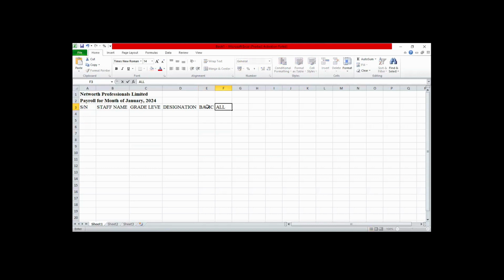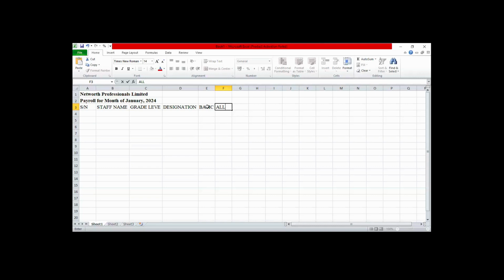That allowance is much. Is that clear? After the basic, we have transport allowance. We have wardrobe allowance. We have meal allowance. We have education allowance, all the allowances together. I want to use one column for that. I don't want to extend it. That's why I call it allowances. Is that clear? Yes, sir.